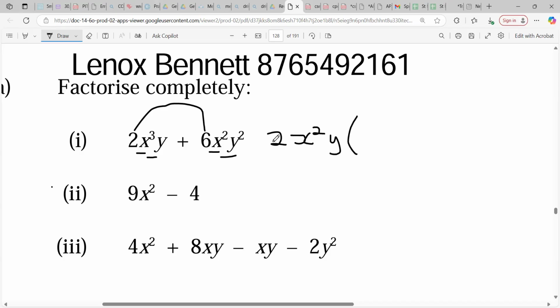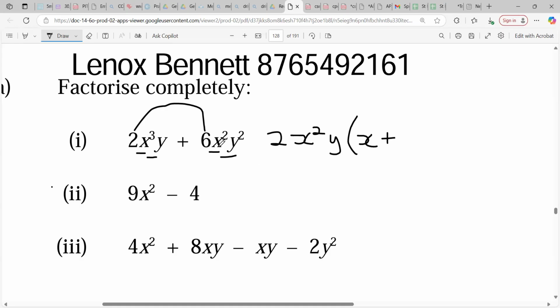This is a very nice one. 2 into 2, that goes one time. x cubed divided by x squared would leave one of the x. So guess what, guys? Just x alone would be here. And one way you can look, you can multiply to see if you get back the original. When we finish, I'll show you that.